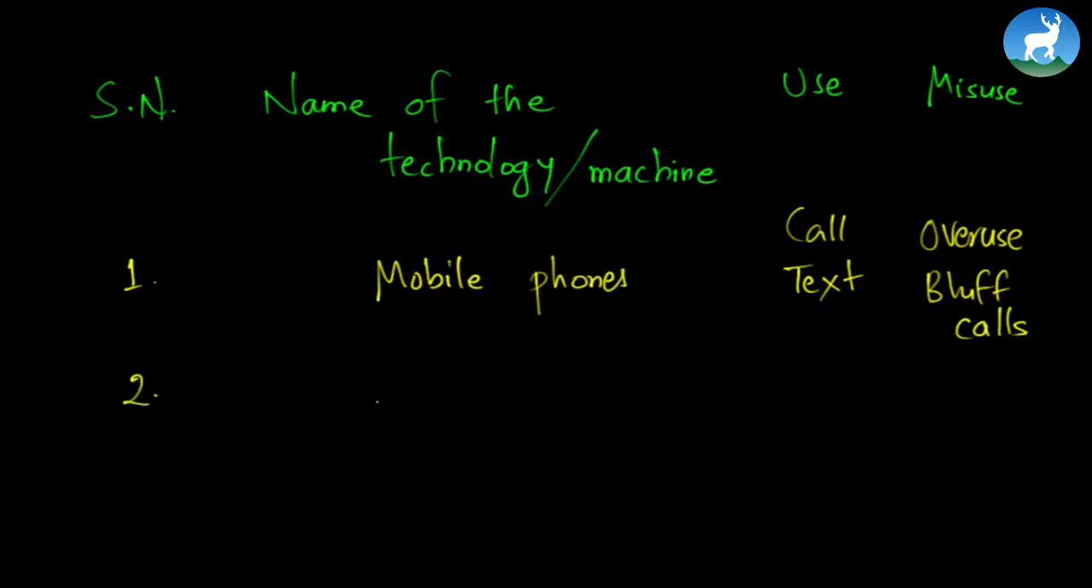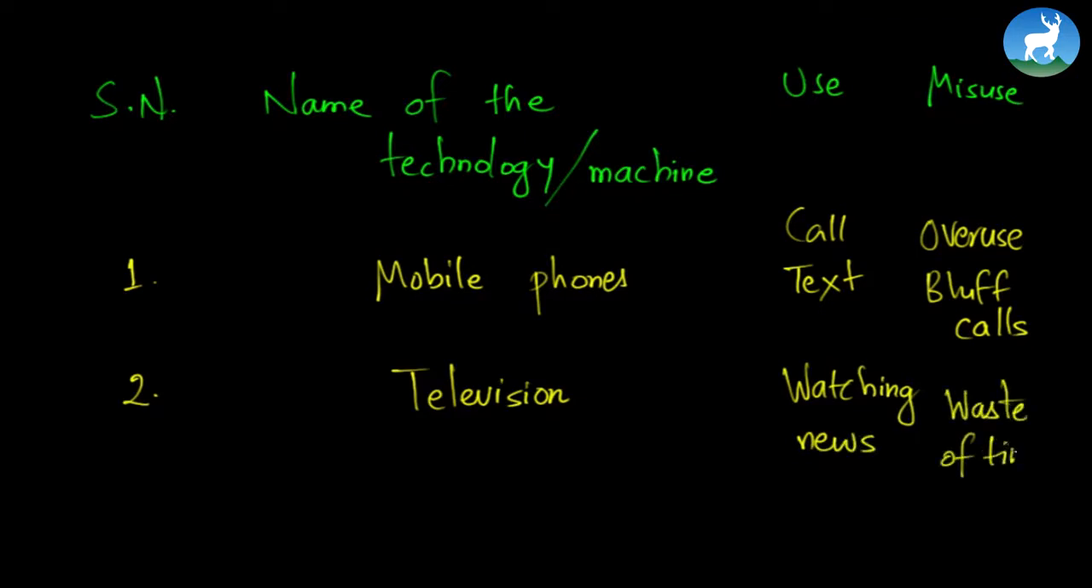Number 2, name of the technology: television. Television is another technology. What's the use? Watching news can be one of the uses. So what's the misuse? Waste of time. You're glued to your TV and you watch all the nonsense, all the hocus pocus that goes on, and you become a couch potato. That's my point.